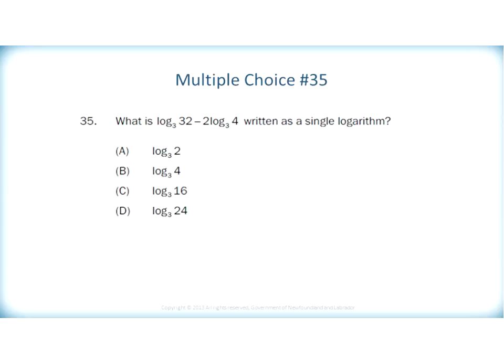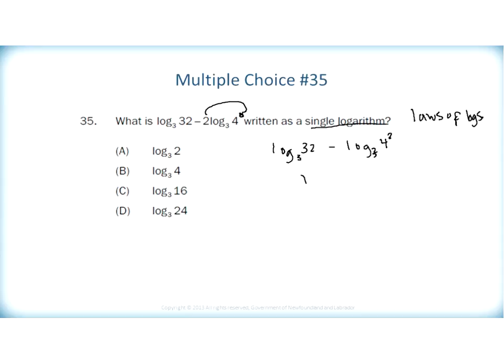What is log 32 base 3 subtract 2 times log 4 base 3 as a single logarithm? This identifies that we have to use the laws of logs in order to simplify this. In our first step, we should take the 2 here in front and put it up here in the exponent. The power law we will use. Log 32 base 3 subtract log 4 squared base 3.